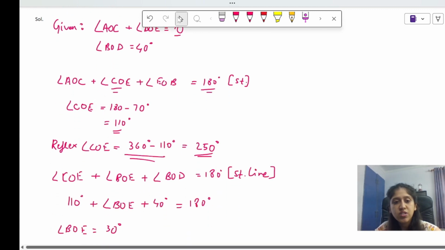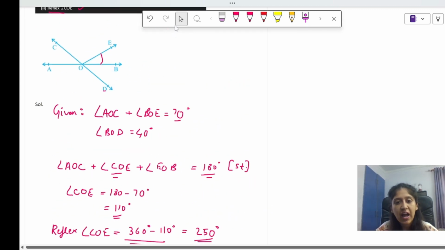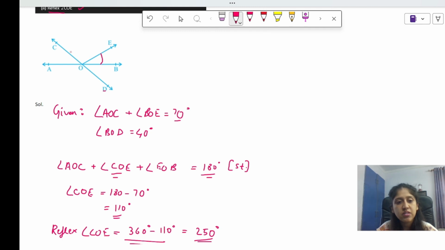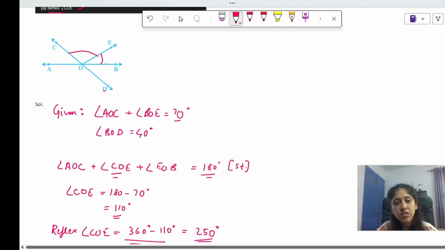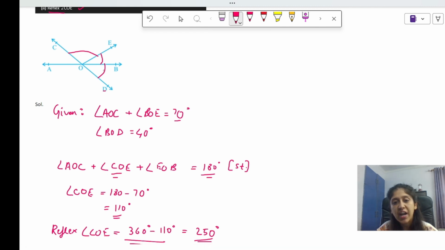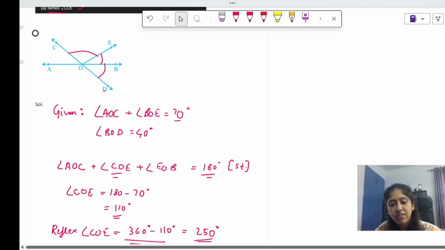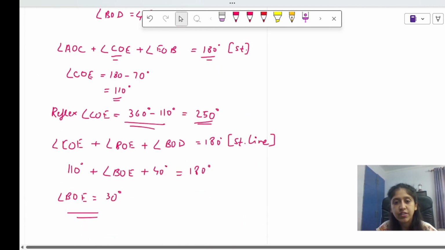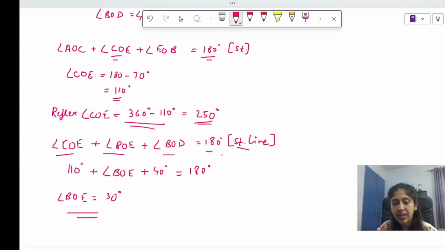सबसे पहले, if you see over here, I have this COE plus BOE plus my BOD. They add up to 180 degree. Again, they all lie in a straight line, so they add up to 180 degree. Yes, I've just written it that. Same thing I've written over here. That is COE, BOE and BOD add up to 180 degree because it is a straight line.